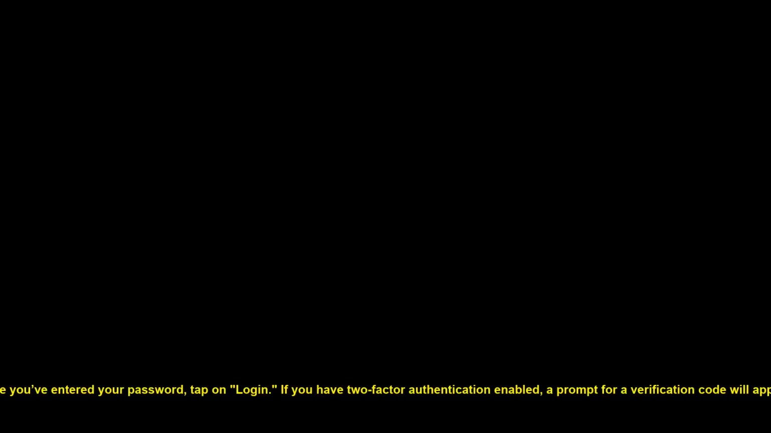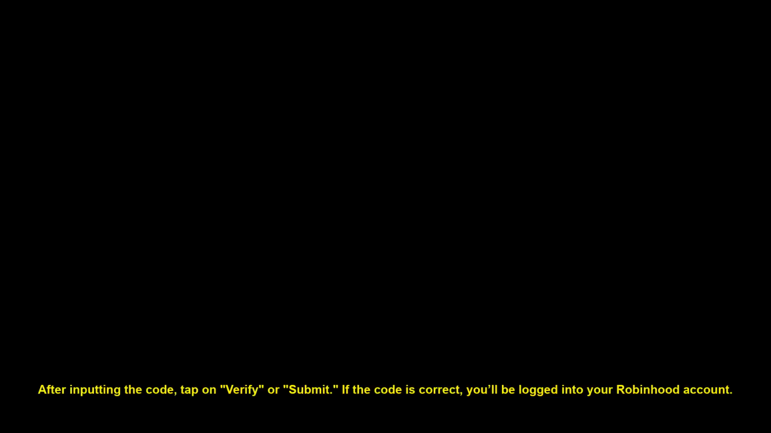If you have two-factor authentication enabled, a prompt for a verification code will appear. Check your email or SMS for the authentication code sent by Robinhood. Once you receive the code, enter it in the designated field on the app. After inputting the code, tap on Verify or Submit. If the code is correct, you'll be logged into your Robinhood account.